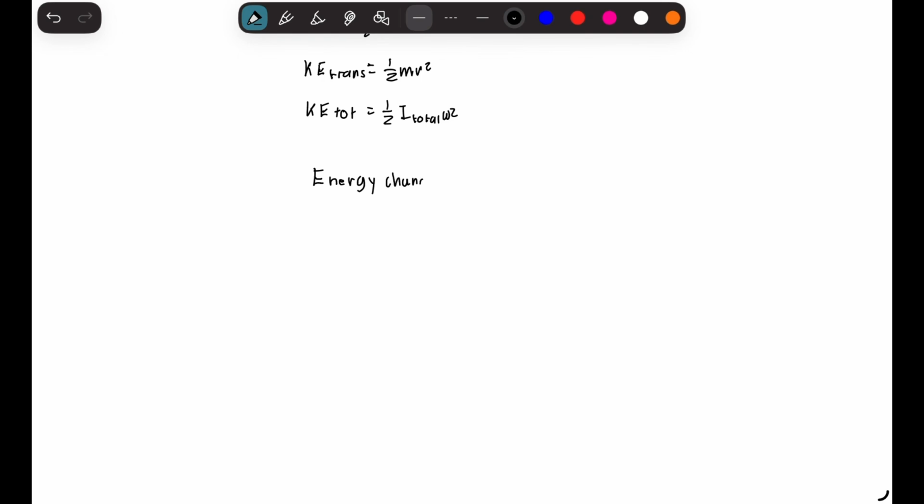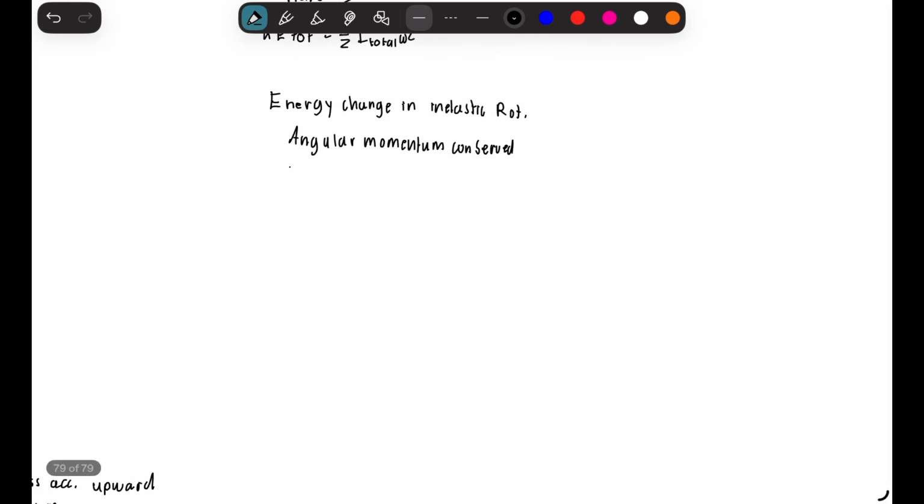Now for your energy change in an inelastic rotation, you have that your angular momentum is conserved. However, when this is the case, energy is not conserved. So you can write delta K is equal to K final minus K initial. And this is often going to be negative.